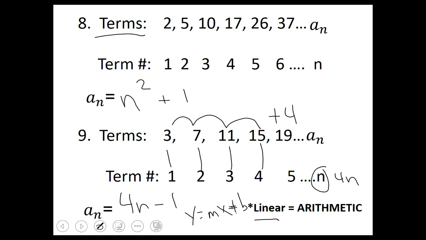And from this point forward, any sequence that appears to be linear is going to have a new special name, which is arithmetic. So again, anything where there is constant addition is going to look linear, which is some form of y equals mx plus b.